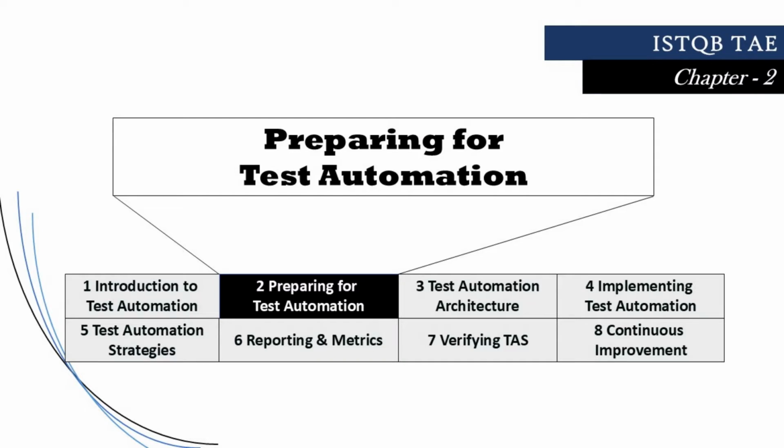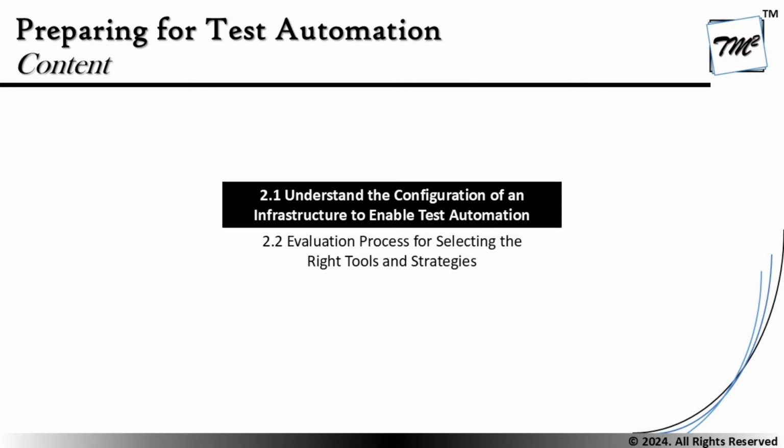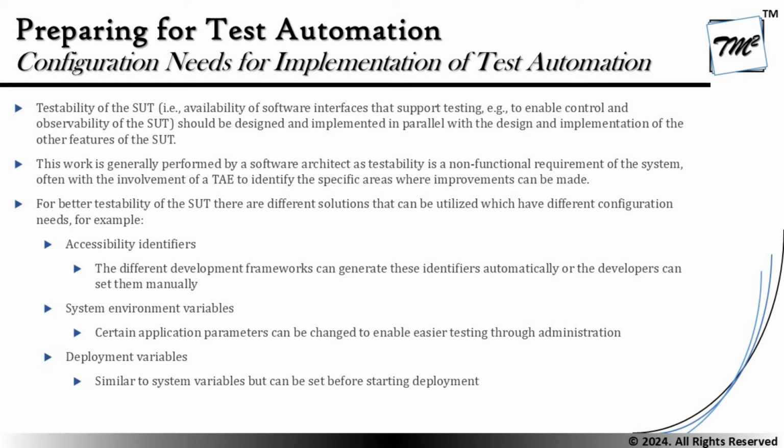As a part of this tutorial, we are getting started with chapter 2, which is talking about preparing for the test automation. And as a part of this segment, we are starting with the first part of it, which is 2.1, understand the configurations of an infrastructure to enable test automation. In order to get started, the very first topic we have for you is, of course, the configuration needs for the implementation of test automation.